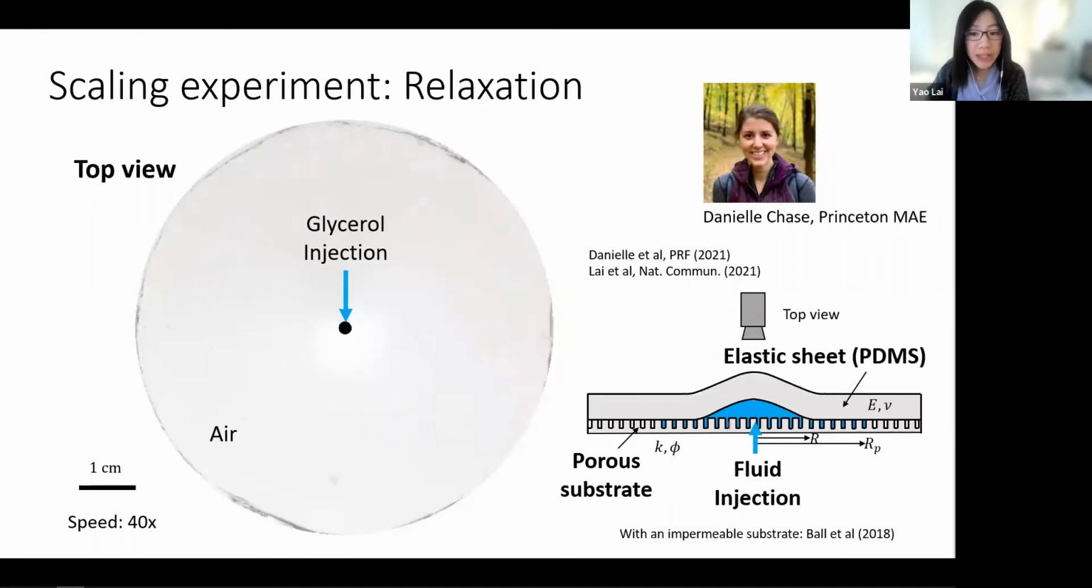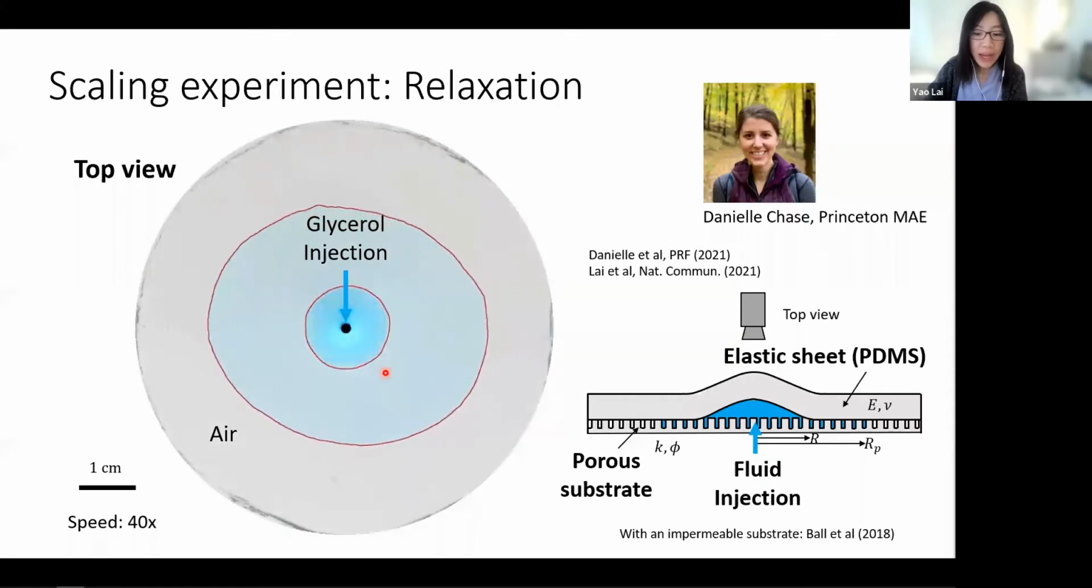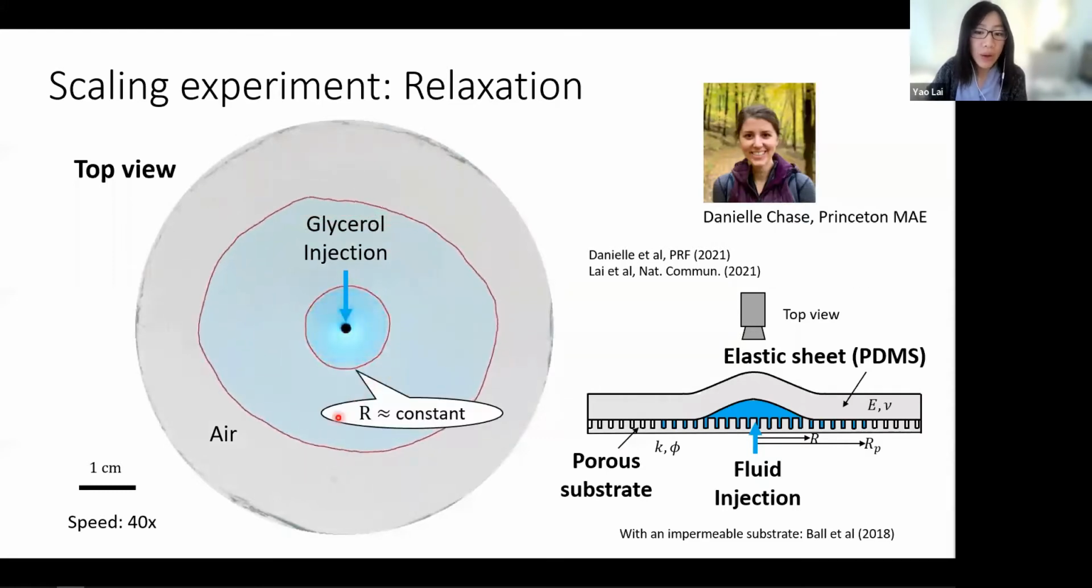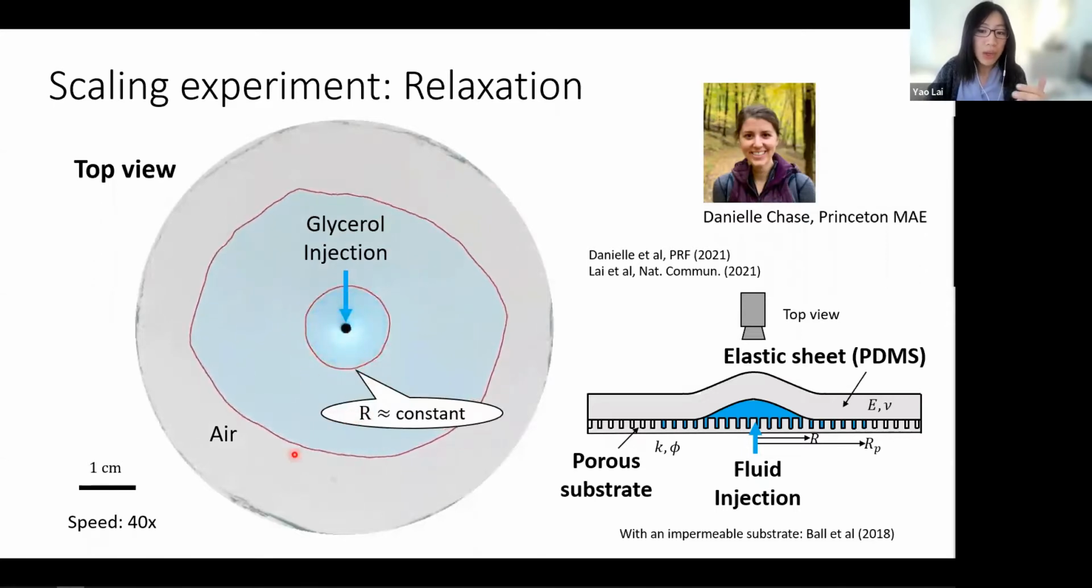So in Danielle's experiment, a thick elastic PDMS layer is adhered to a porous substrate with a known permeability. And the viscous fluid, dyed in blue color, is injected and peels the interface between the elastic sheet and the porous substrate to form a blister. And in our experiment, after the fluid injection, we observed that the radius of the blister stays roughly constant, and the fluid in the blister can permeate through the porous substrate.